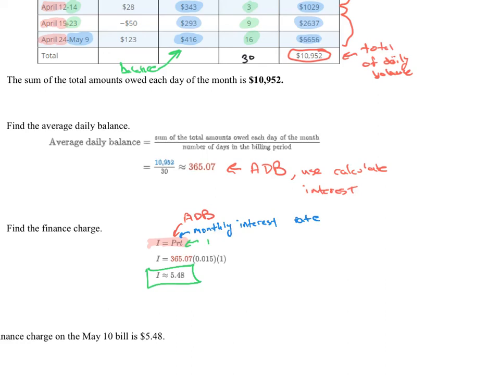Again, thinking big picture, what would the credit card statement actually say? The credit card statement would say you owe the current balance, and remember the current balance is $416. It is not the $365, it's the $416, plus that finance charge of $5.48. So what is that? $421.48. That is the bill that you would receive in the mail or online from the credit card. That is what they would say you owe.